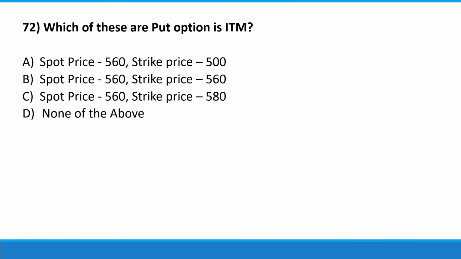Which of these put options is ITM? Option A, spot price 560, strike price 500. Option B, spot price 560, strike price 560. Option C, spot price 560 and strike price is 580. Option D, none of the above. The correct answer is option C, spot price 560, strike price 580.